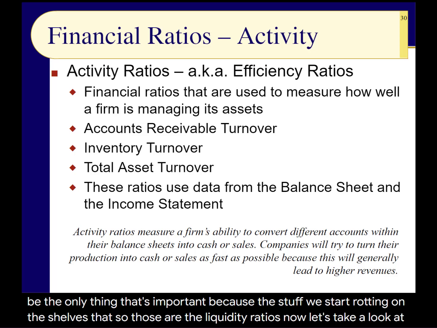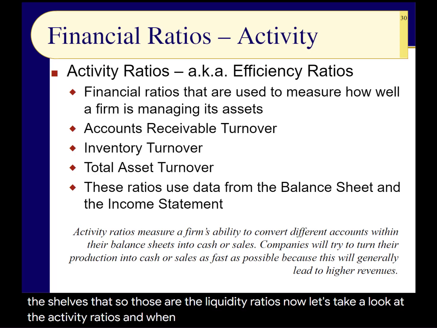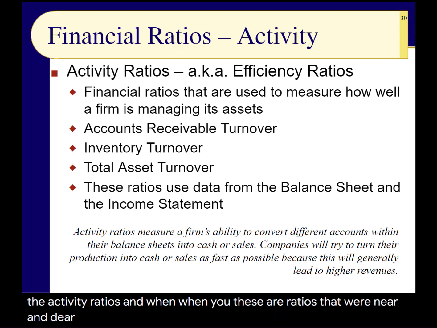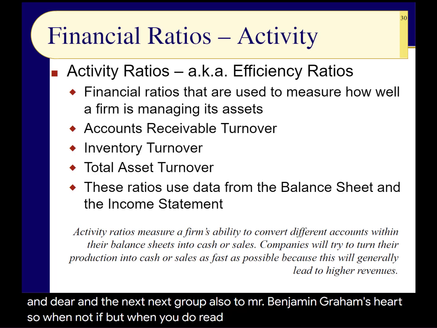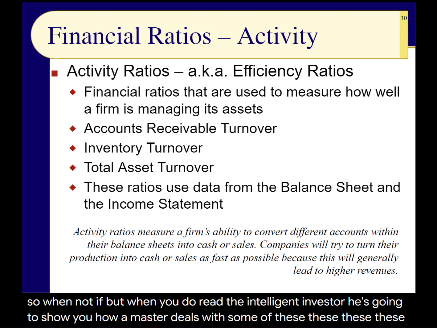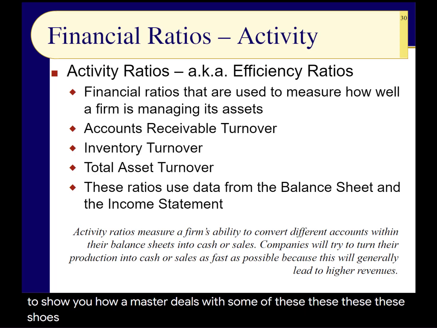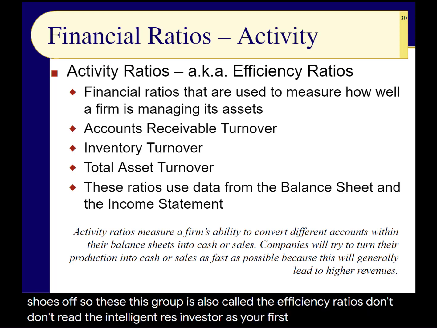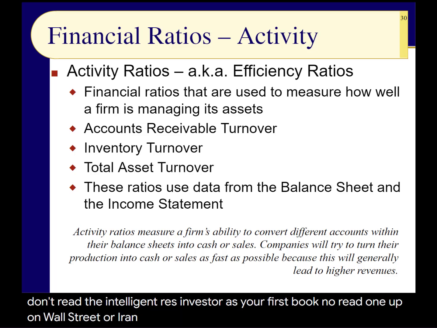Now let's take a look at the activity ratios. These are ratios that were near and dear, and the next group also, to Mr. Benjamin Graham's heart. So when, not if, but when you do read The Intelligent Investor, he's going to show you how a master deals with some of these activity and then the next turnover ratios. So this group is also called the efficiency ratios. Don't read The Intelligent Investor as your first book. No, read One Up on Wall Street or A Random Walk Down Wall Street.